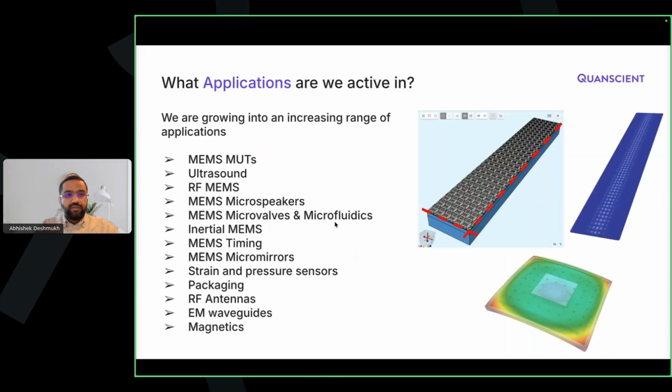So having said that, what are the applications that we are active in? We are currently active and also increasingly growing in the areas of MUTs, or so-called micro machine ultrasound transducers, then ultrasound devices, RF filters, micro speakers, micro valves, inertial devices, and we'll see one example today from that, then timing devices, micro mirrors, and so on.